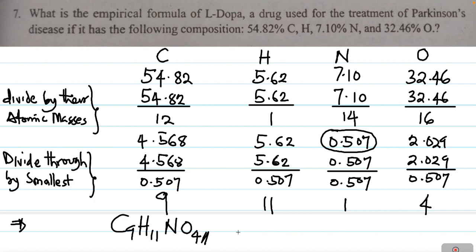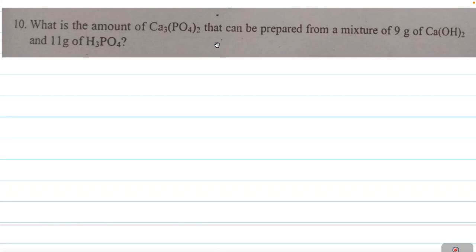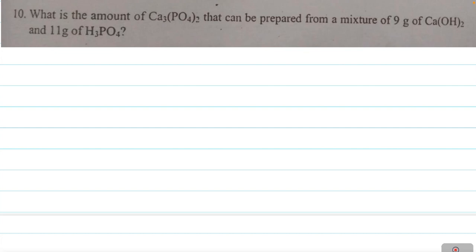Okay, so when we look at the next question, it said, what is the amount of calcium phosphate that can be prepared from a mixture of 9 grams of calcium hydroxide and phosphoric acid? First of all, you have to write the balanced equation. So the equation would be calcium hydroxide plus phosphoric acid.